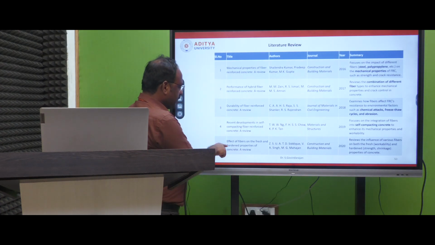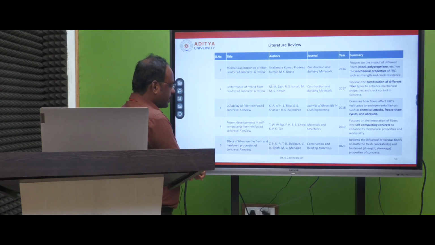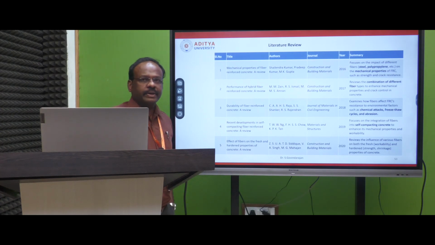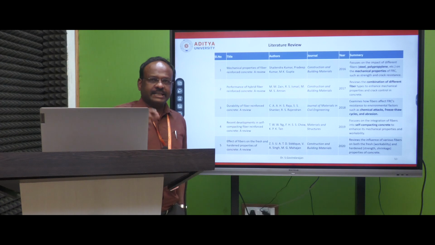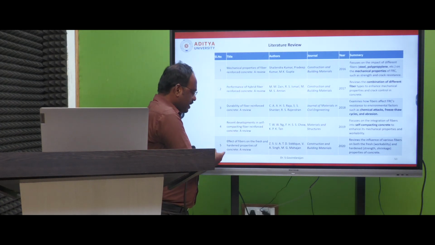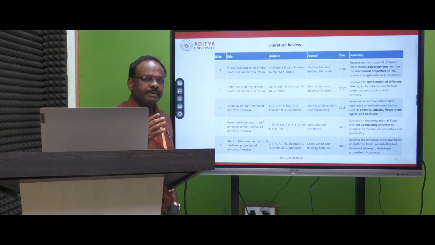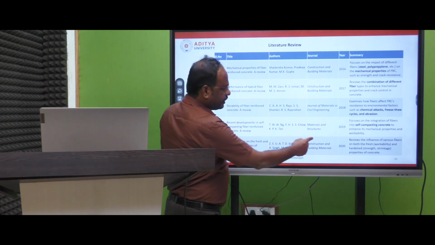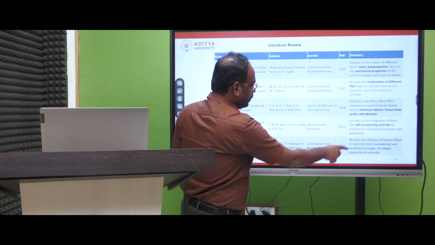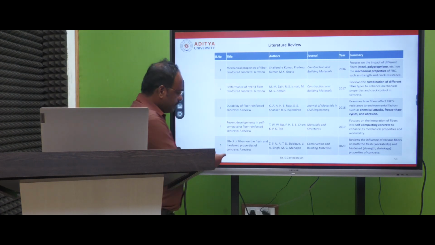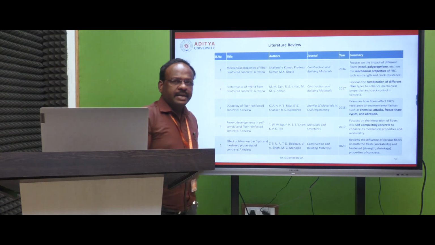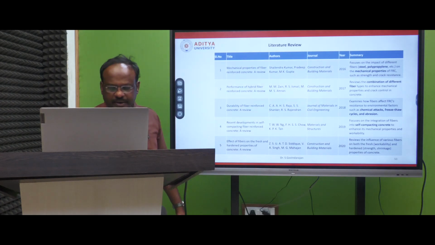The next one is the effect of fibers on fresh and hardened concrete. You must know very well what fresh concrete and hardened concrete are. For fresh concrete they have the slump, compaction factor or flow test. For hardened concrete they have cubes and cylinders as well as flexural beams, and the results are taken from both. Mainly for fresh concrete you identify the workability, and for hardened concrete you find the strength parameters. So they study the fifth one.